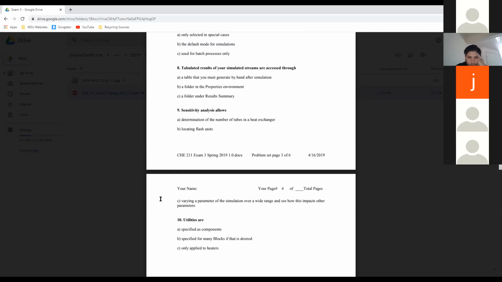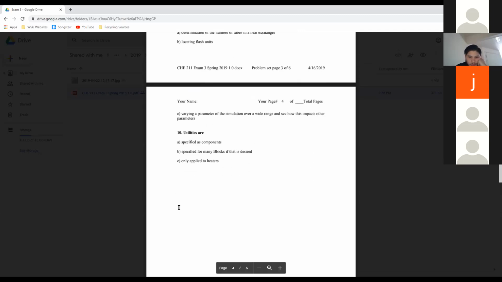So it'd be C for changing, varying a parameter. Even in our sensitivity studies, there's a vary tab where we have to define what our independent variables are. And then in the define tab, we have to define what our dependent variables are. So 10, utilities are specified as components, specified for many blocks if that is desired, only applies to heaters.